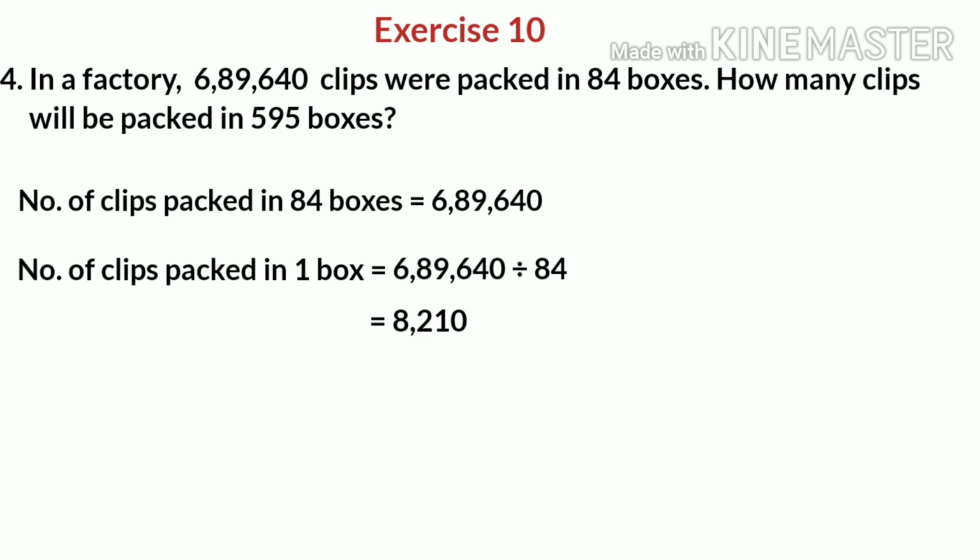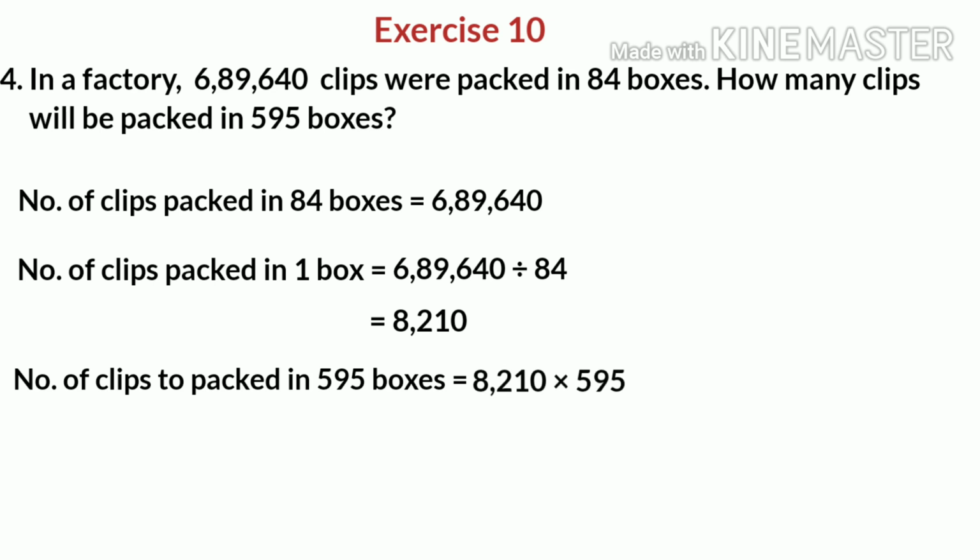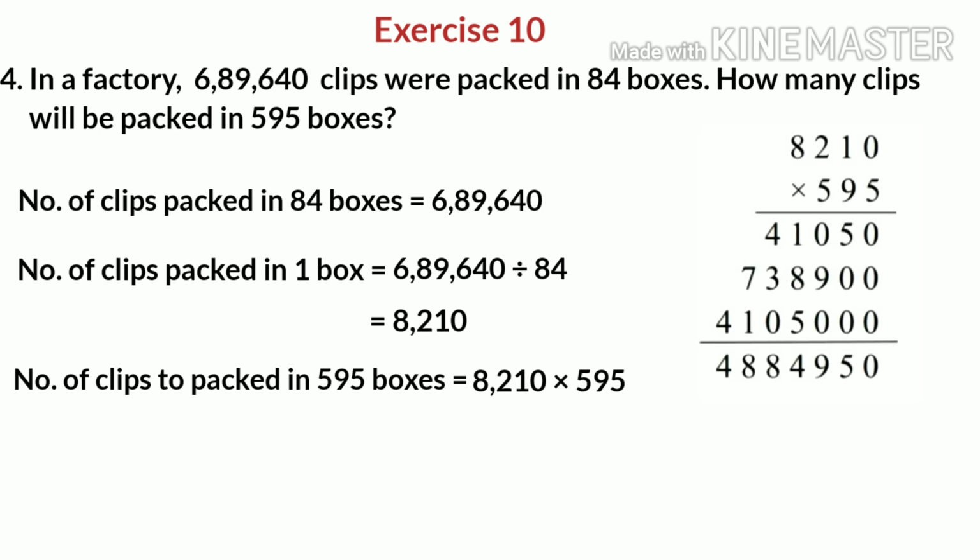Now since we have the number of clips packed in one box, we will be able to find the number of clips to be packed in 595 boxes. Now to find that, we will multiply 8210 by 595. And when we multiply 8210 by 595, we get 48,84,950. So therefore, the number of clips to be packed in 595 boxes is equal to 48,84,950.